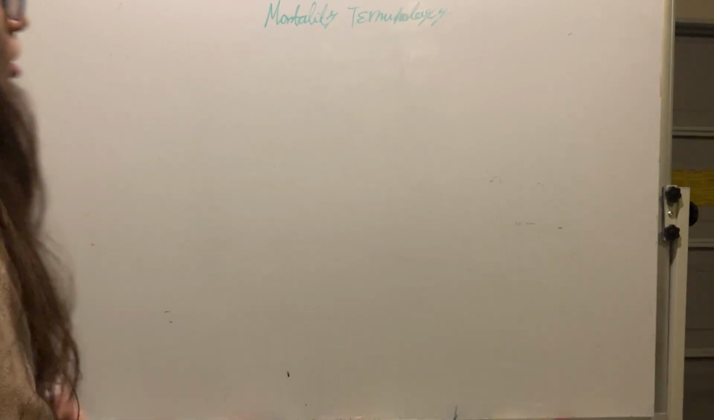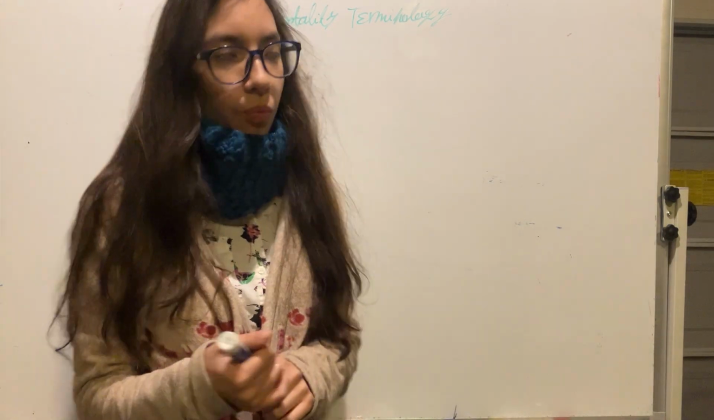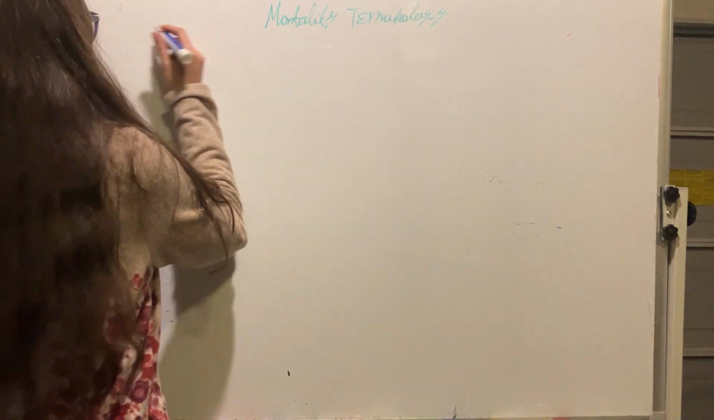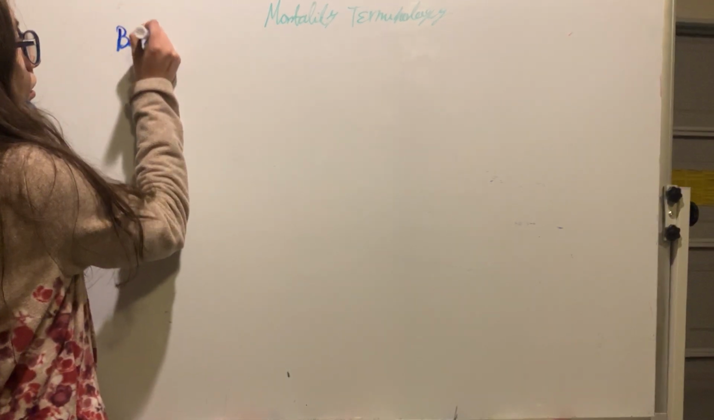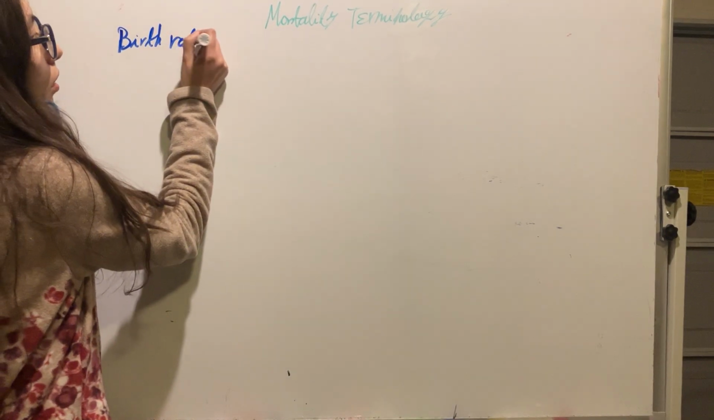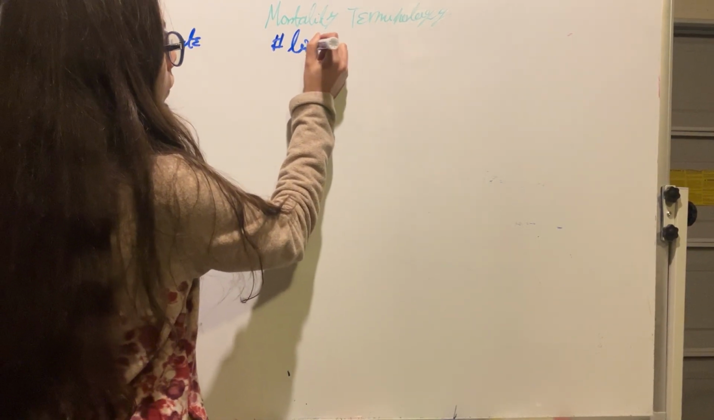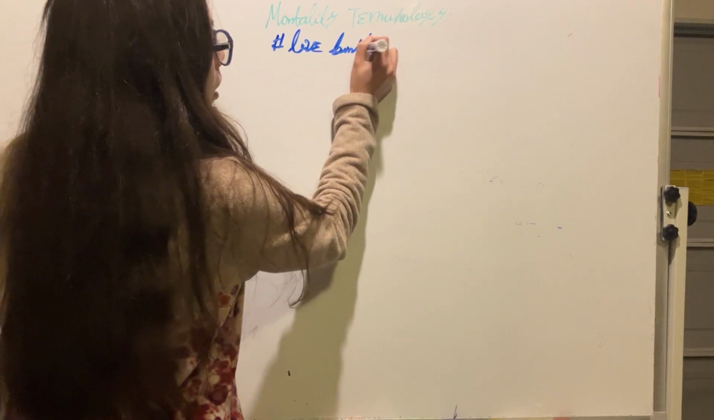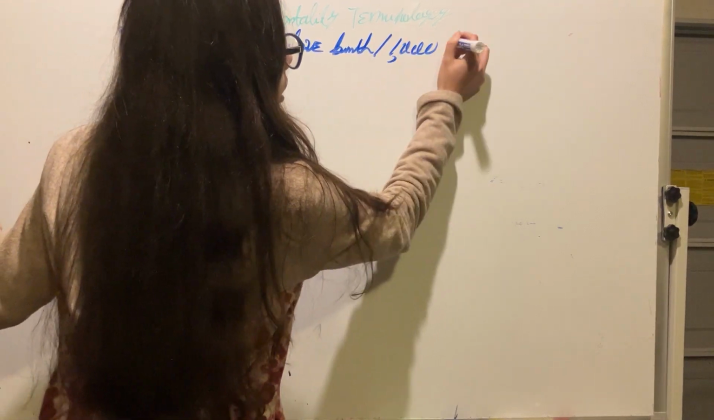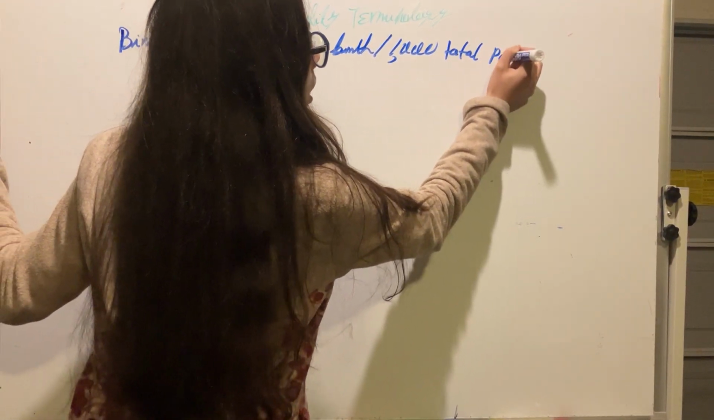Now we are going to see some mortality terminology. So we have birth rate. This is the number of live births per 1,000 total population.